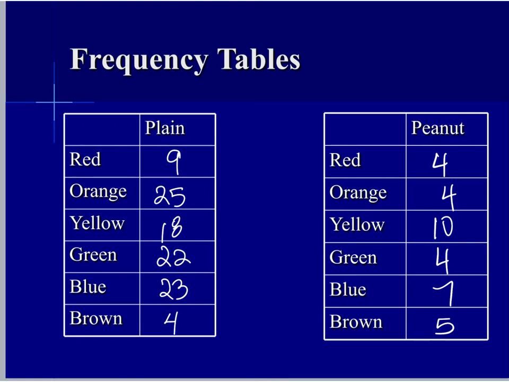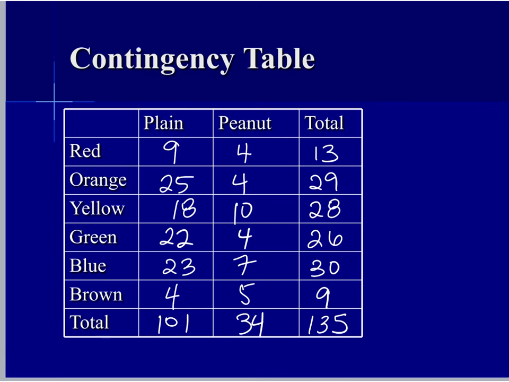When I put these two together, I put it into a contingency table, and I have all my totals. So I have the contingency table for the type of M&M and the color, and then the totals. Again, the totals would be my marginal distribution of color, or my marginal distribution of the number of M&Ms in the type of M&M.